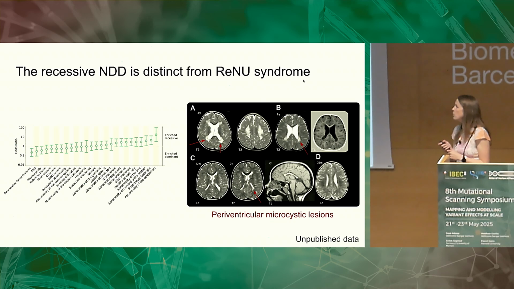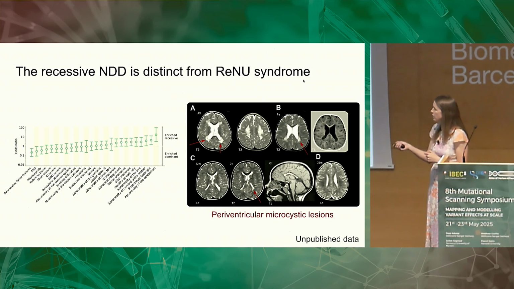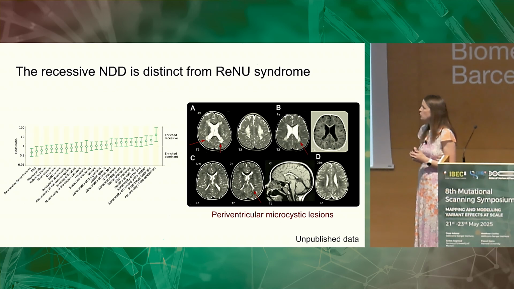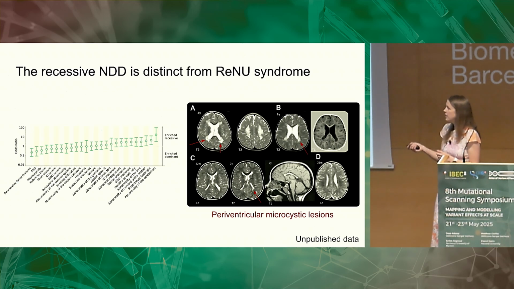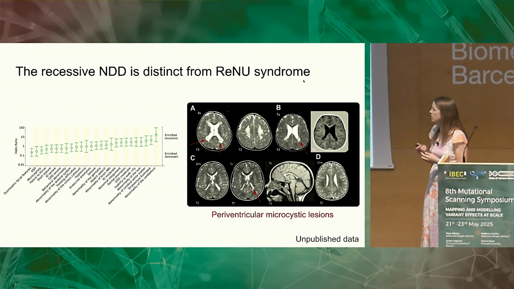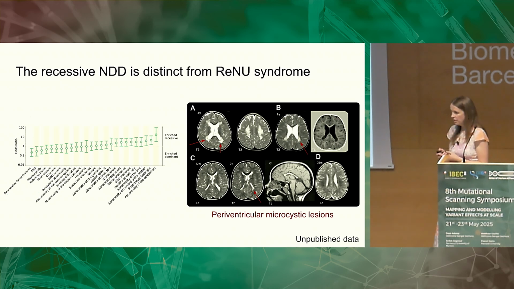Just to say a bit more about those phenotypic differences. On the left here, we've compared different phenotypes, whether they're enriched in Renew syndrome, which fall to the bottom of this plot, or enriched in this recessive disorder, which fall towards the top. While we've only got small numbers here, not much of this is significant. We see fewer dysmorphic facial features in the recessive syndrome, and we see different abnormalities on MRI, as I mentioned. While abnormalities of the white matter are not significant here, there are different abnormalities in these two different disorders.